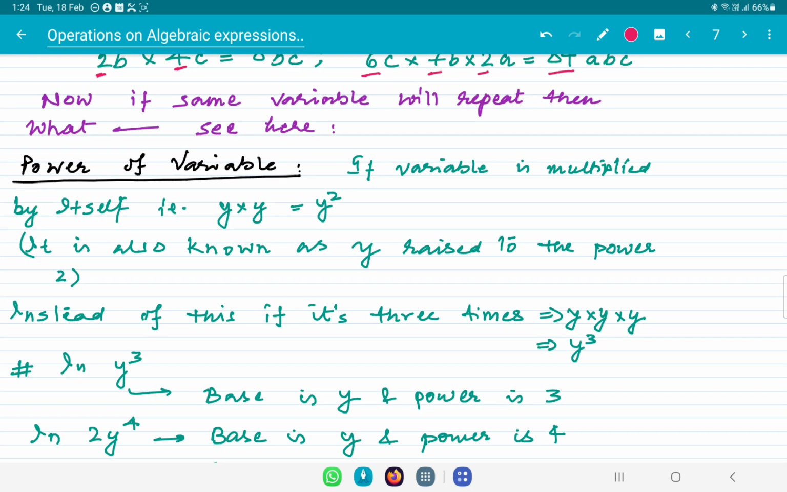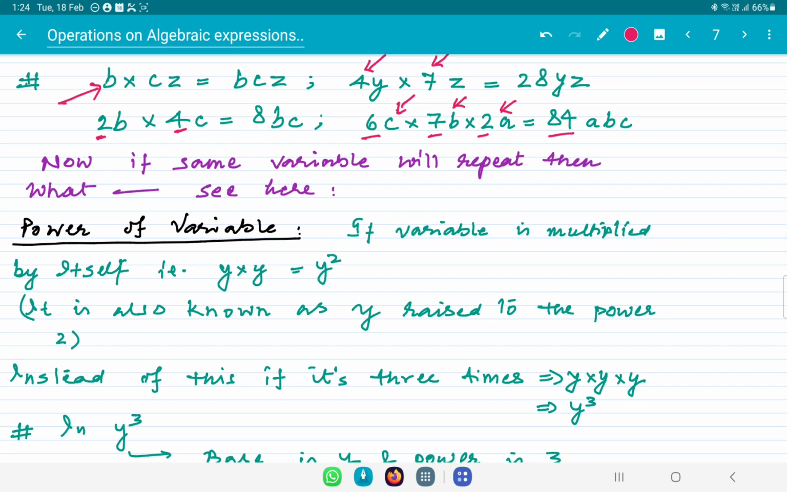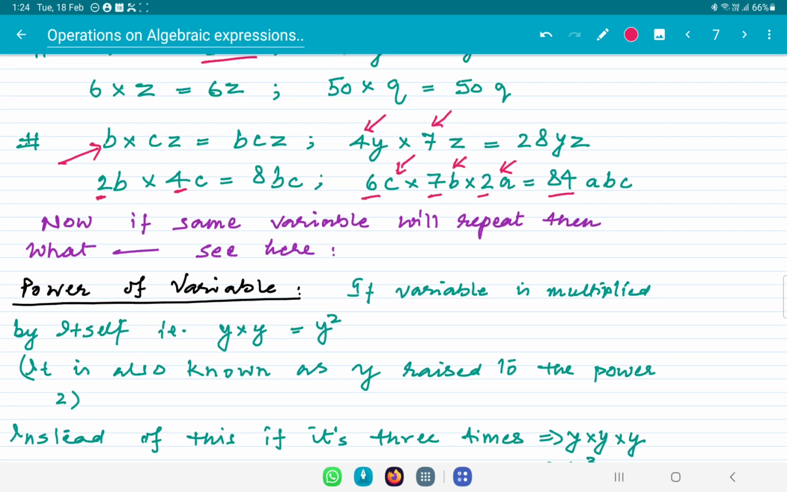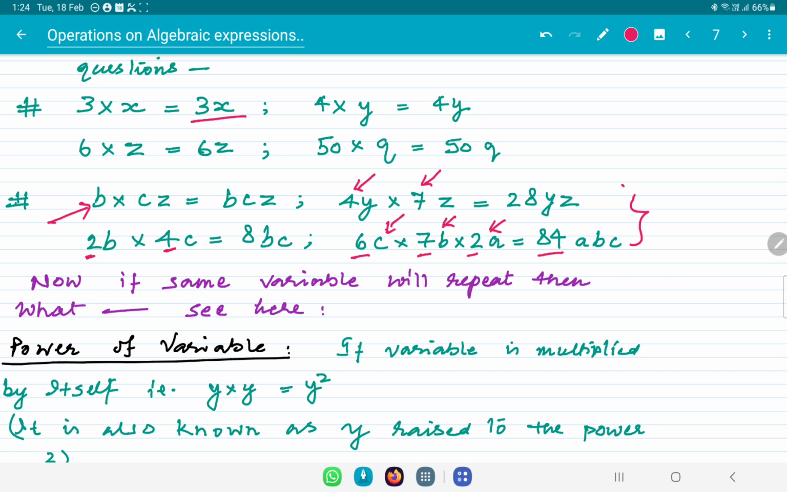Now see here, in the multiplication, what we did is that you are seeing only one power of variable coming every time. Here see b, so the power of variable b is 1, c is 1 and z is 1. Similarly here the power of variable b and c is 1. Here you can see the power of variable of y and z is 1 and 1. So we will not say y raised to the power 1. Simply we say yz.